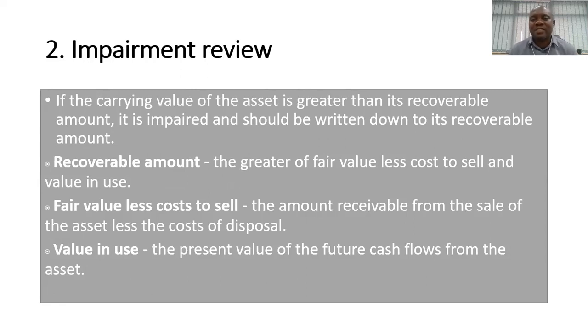Secondly, now is on impairment review. How do you do an impairment review? I already mentioned that if the carrying amount of the asset is greater than its recoverable amount, it is impaired and should be written down to its recoverable amount. Recoverable amount, guys, has two elements in it. Whichever of the two is greater is what you go for, between the fair value less cost to sell and the value in use.